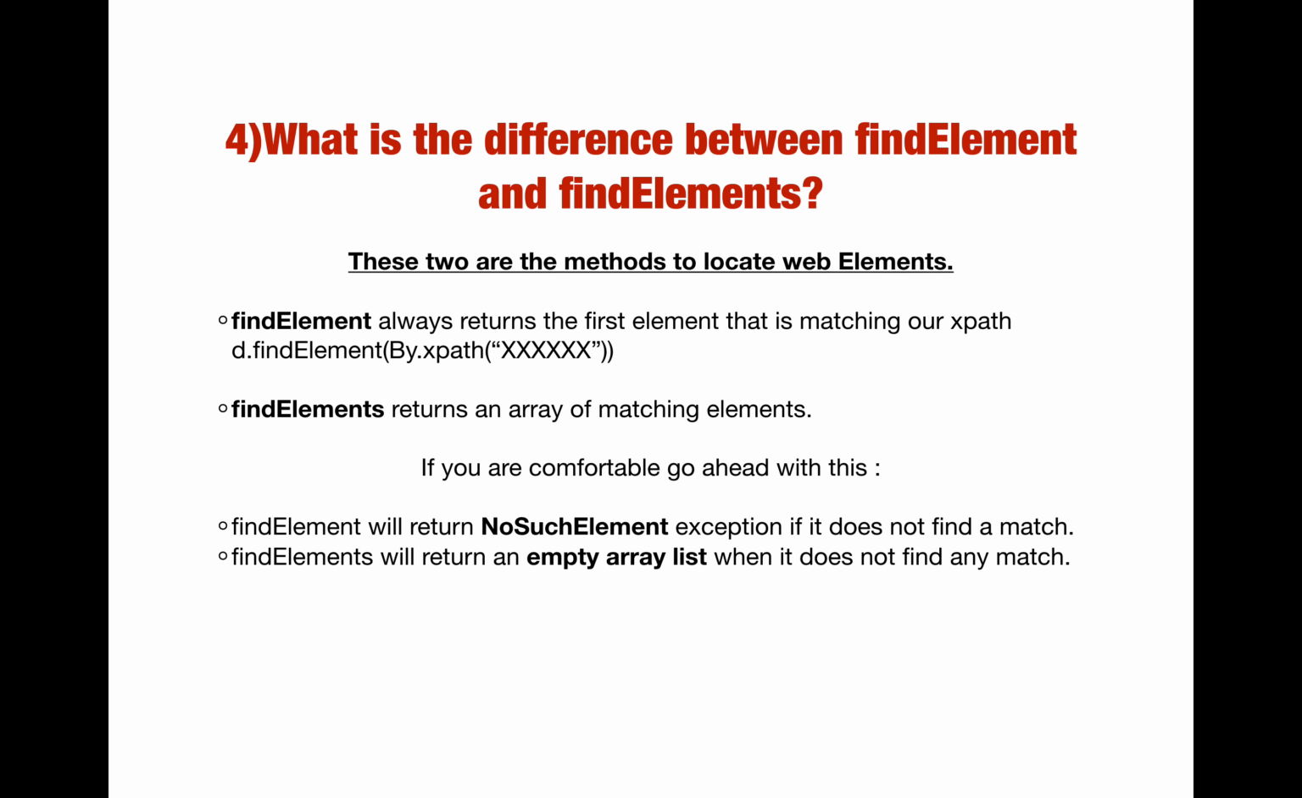What is the difference between findElement and findElements? Before getting deep, let us understand what these are. findElement and findElements are two of the most commonly used methods which are used to locate web elements. findElement, as the name itself says, finds the element based on whatever locator technique you give. findElement always returns the first element that is matching our XPath. So if there are two or three matching nodes, it gives you the first element. If there is only one matching node, it will return that element.